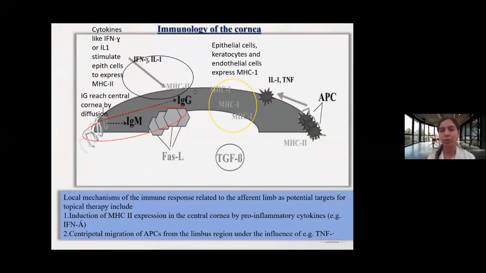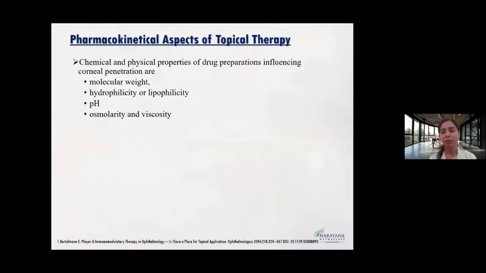So our cornea itself has a huge immunomodulatory potential. And antigen-presenting cells move from the periphery to the center, and they can be activated to express the MHC2 as well. So the local mechanisms of the immune response related to the afferent limb are various potential targets, which we can then use to help these conditions. The main ones among all these different mechanisms are the induction of MHC2 expression in the central cornea by pro-inflammatory cytokines like interferon, and the centripetal migration of the antigen-presenting cells under the influence of TNF-alpha.